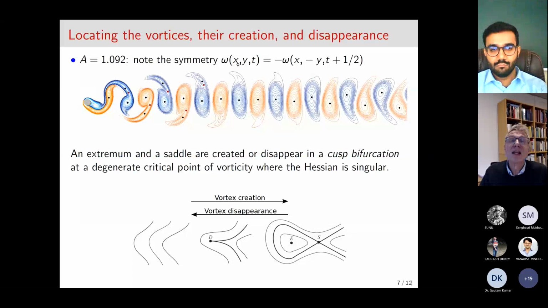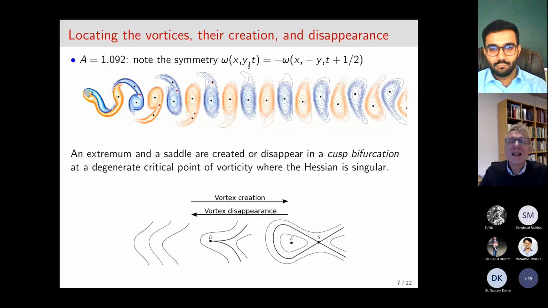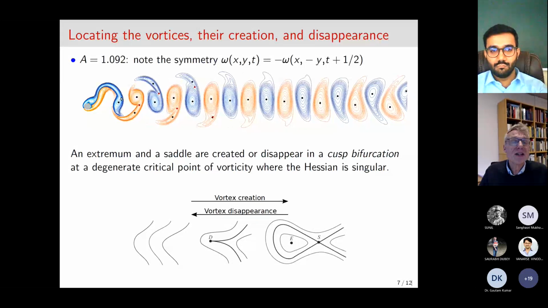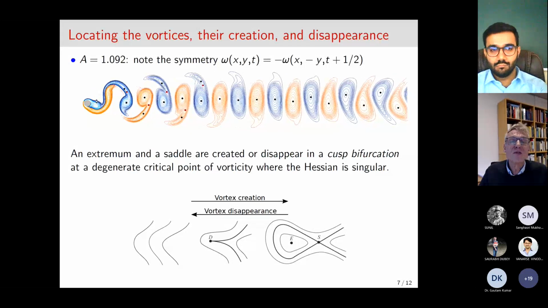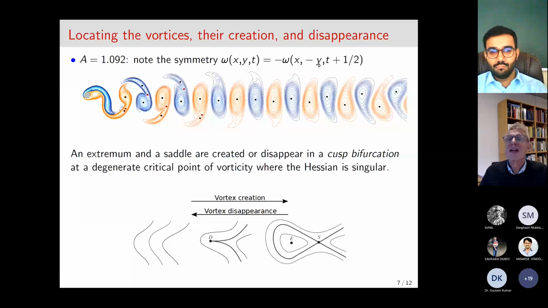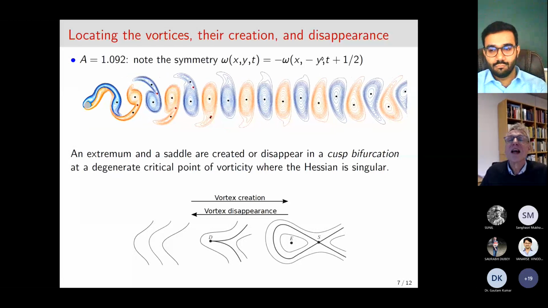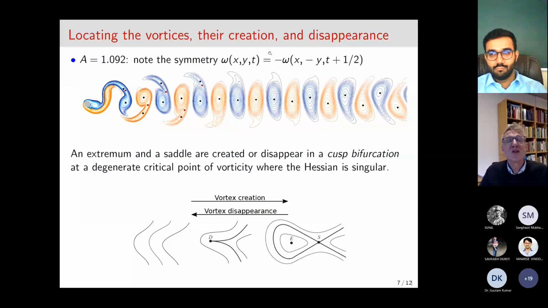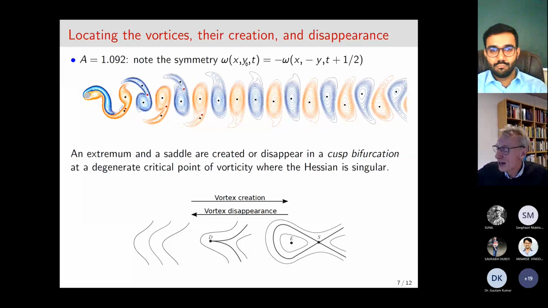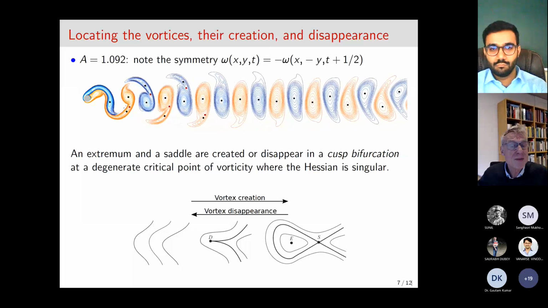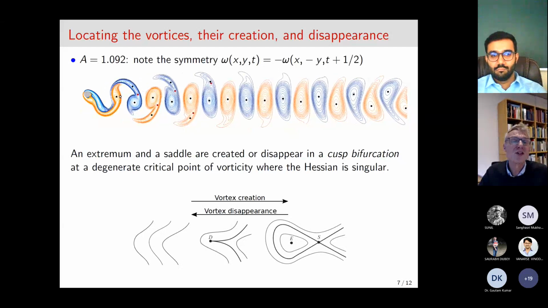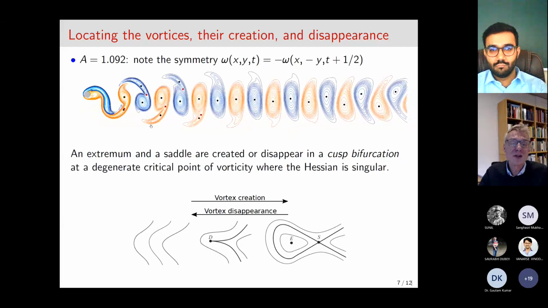There's a symmetry in this problem, saying that if you flip around the middle axis, add half a period and then flip the vorticity, you're back to where you started. So a translation and reflection in time and space will give you the same velocity field as you had before. This is compatible with the system here.